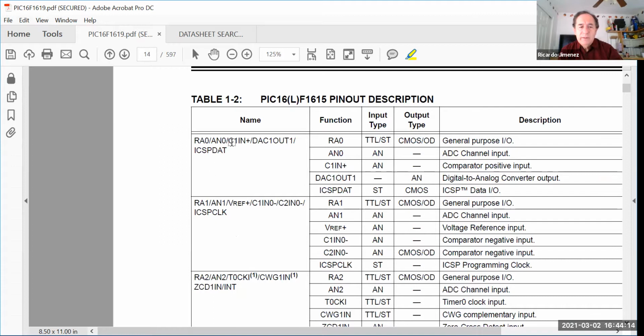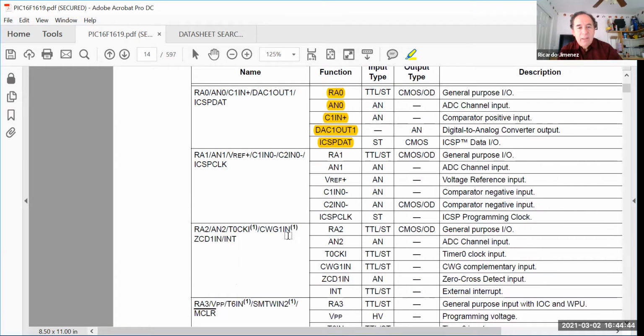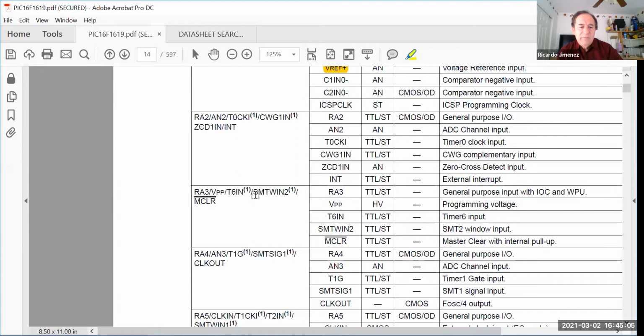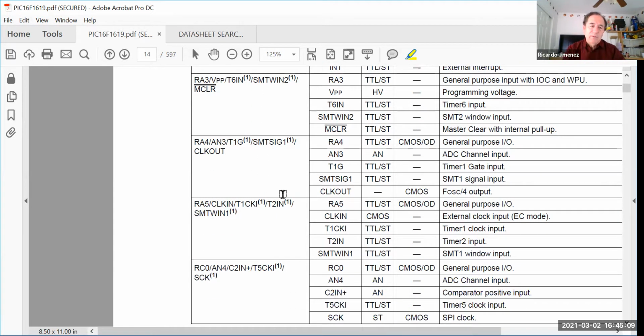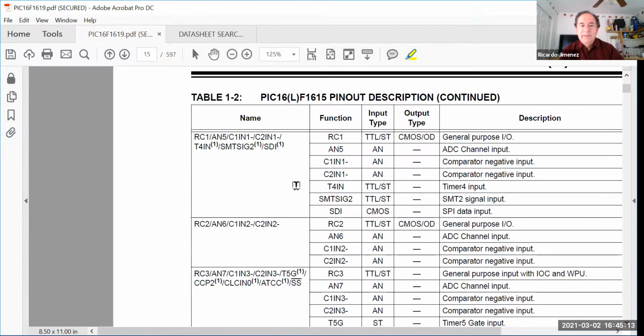Okay, so you can read the pin table. What is RA0? It is a general purpose pin. What are the functions that you can do with this pin? You can read a digital signal, you can read an analog signal, you can read a comparator positive input, you can use the DAC, you can use it as a communication pin for data input output, okay? That way you can determine in this table what you want to do with every pin. For example, RA1, I want to read a voltage. So you can read it on AN1. Why? Because it is an analog voltage, or you can use it as a reference voltage in other applications. First we will do very simple practices, very simple code, to understand how the device works.